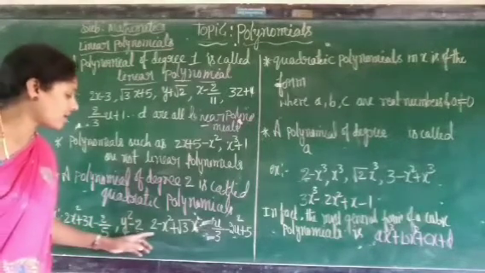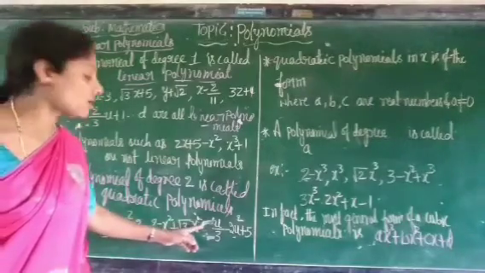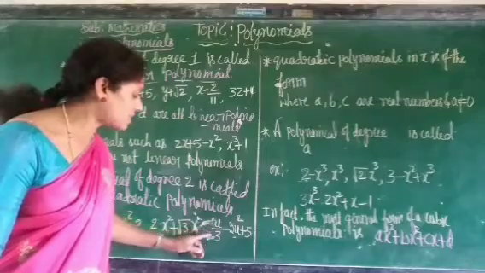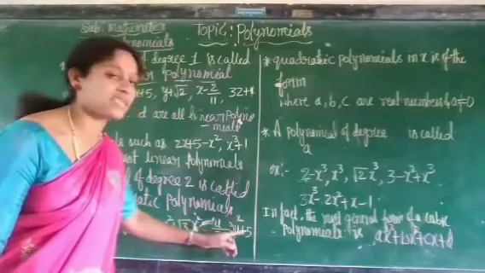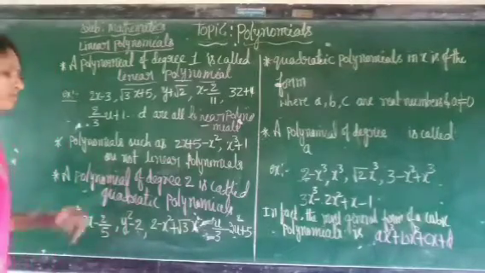minus 2, 2 minus x square plus root 3x, and the last example is u by 3 minus 2u square plus 5. These are all examples of quadratic polynomials.